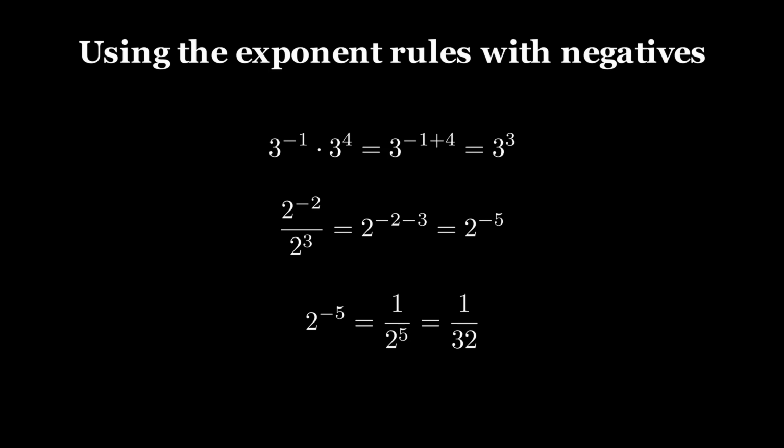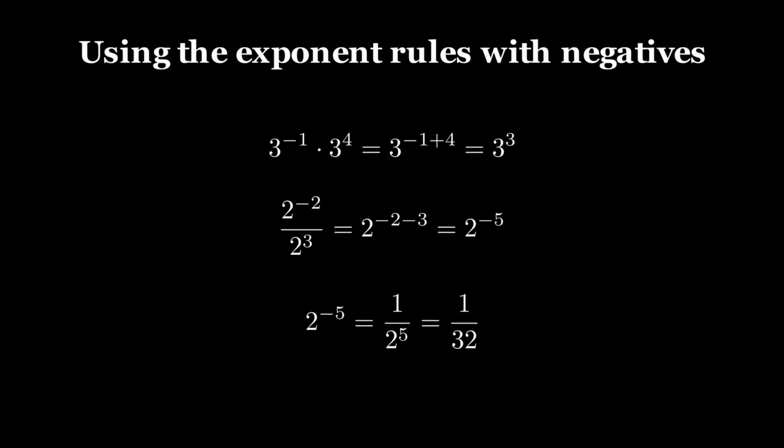Next, 2 to the power of minus 2 divided by 2 to the power of 3. Same base again, but now we subtract the exponents. We take minus 2 minus 3, so the result is 2 to the power of minus 5. We can rewrite 2 to the power of minus 5 using the definition. That becomes 1 divided by 2 to the power of 5. 2 to the power of 5 is 32, so the value is 1 divided by 32.